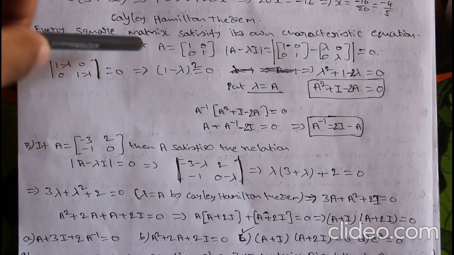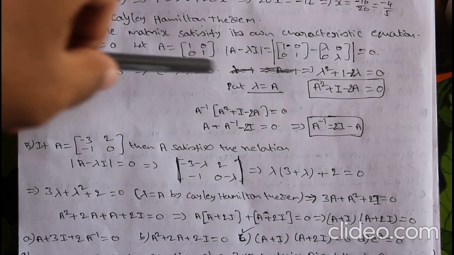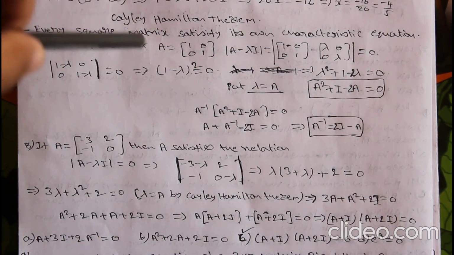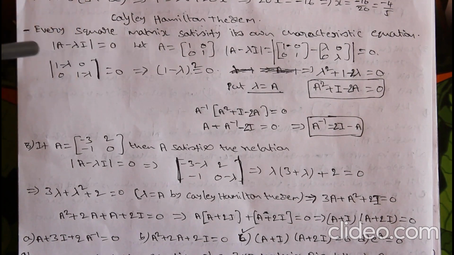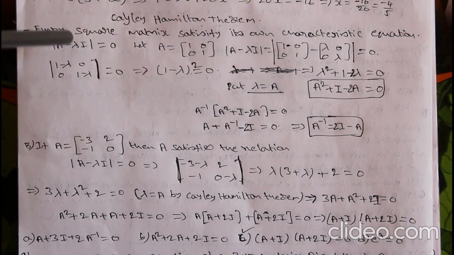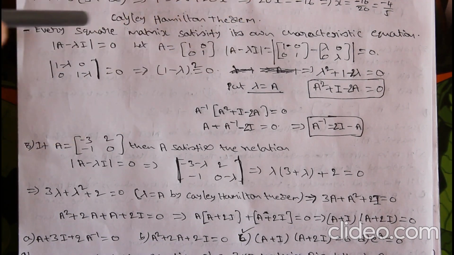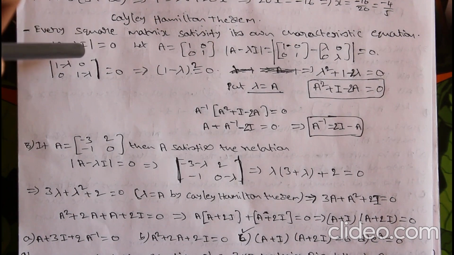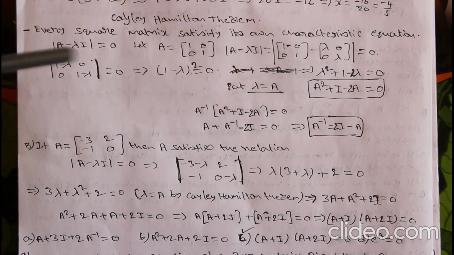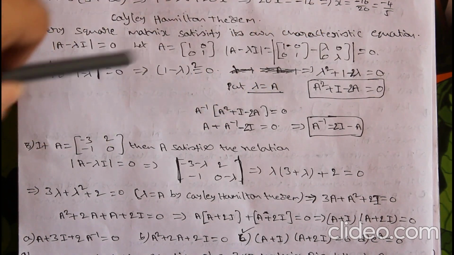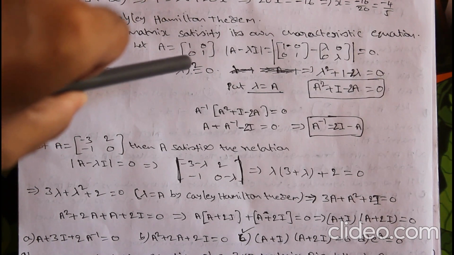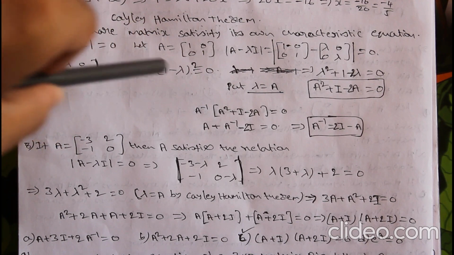Let A be the 2 by 2 matrix 1 0 0 1. For any matrix, the characteristic equation is the determinant of A minus lambda I equal to 0. So put the matrix A here, 1 0 0 1, and lambda is a variable multiplied with the unit matrix 1 0 0 1. That means lambda I becomes lambda 0 0 lambda. Subtract these two. So 1 minus lambda 0 0 1 minus lambda. The determinant of this is equal to 0. That means (1 minus lambda) into (1 minus lambda), whole square, minus 0 into 0, is equal to 0.